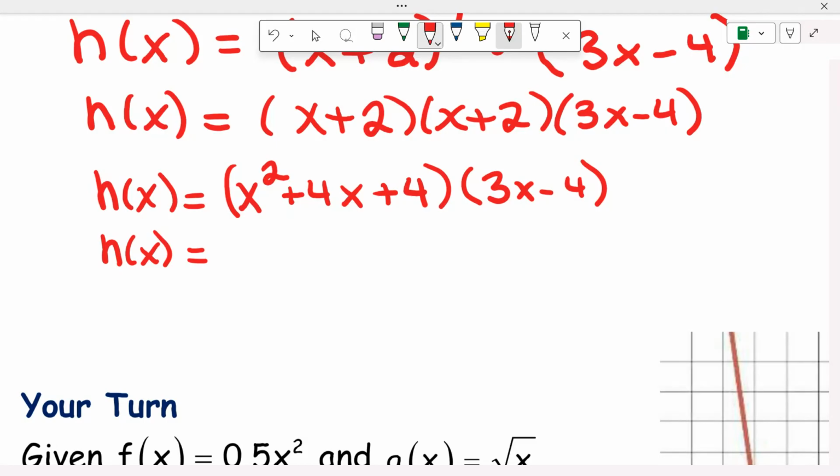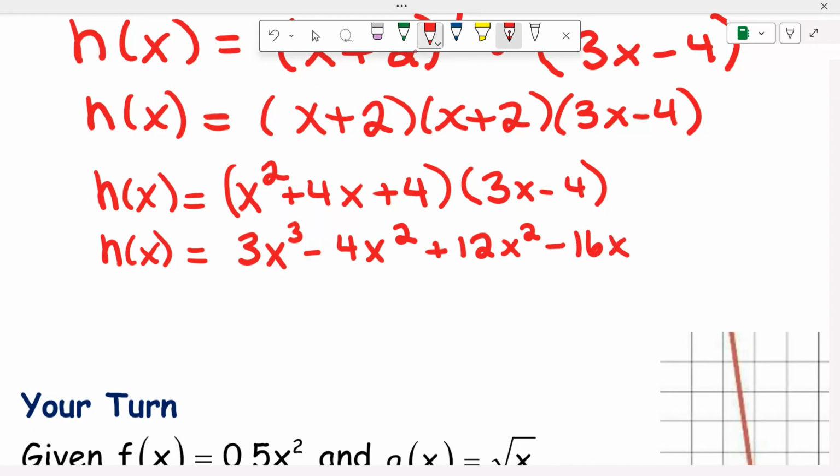So x squared times 3x is 3x cubed. x squared times minus 4 is minus 4x squared. So I'm done with that one. Now take in the 4x. So 4x times 3x is 12x squared. 4x times minus 4 is a minus 16x. So I'm done with the 4x. Now I take in the 4. So 4 times 3x is 12x, and then 4 times negative 4 is minus 16.